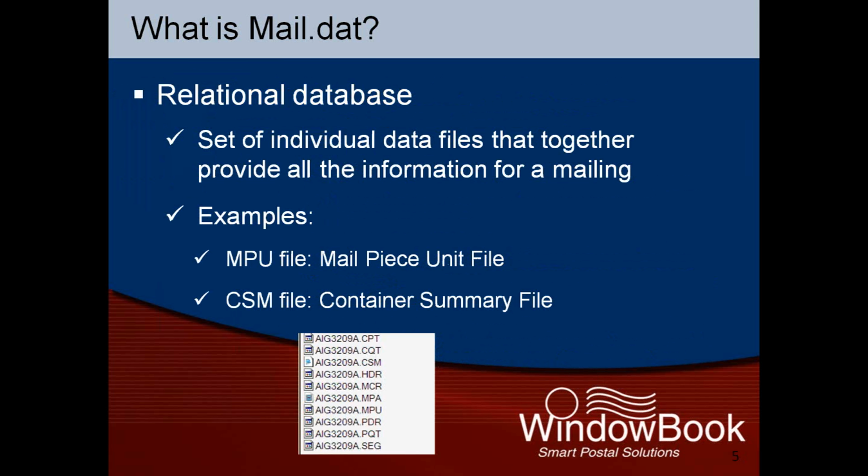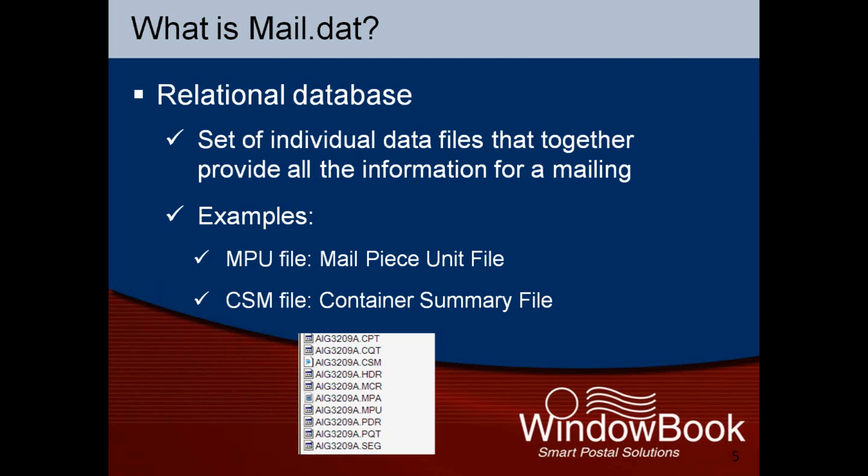Mail.dat is a relational database, actually made up of a number of individual data files that together provide all the information for a mailing. The graphic at the bottom of the slide shows a set of Mail.dat files for a mailing job. Each individual file is identified by its file name suffix. For example, the file ending in .mpu is the Mail Piece Unit file, which contains data describing the mail piece or mailing unit that is being mailed.